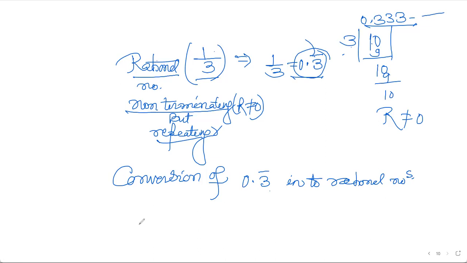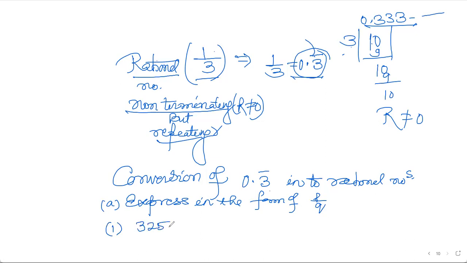So they will ask you the question: express in the form of p upon q. The first question is 3.25. I'm mistaken here, this is 3.25. No repetition, nothing. This is to be expressed in the form of p by q. That is simple decimal removal.